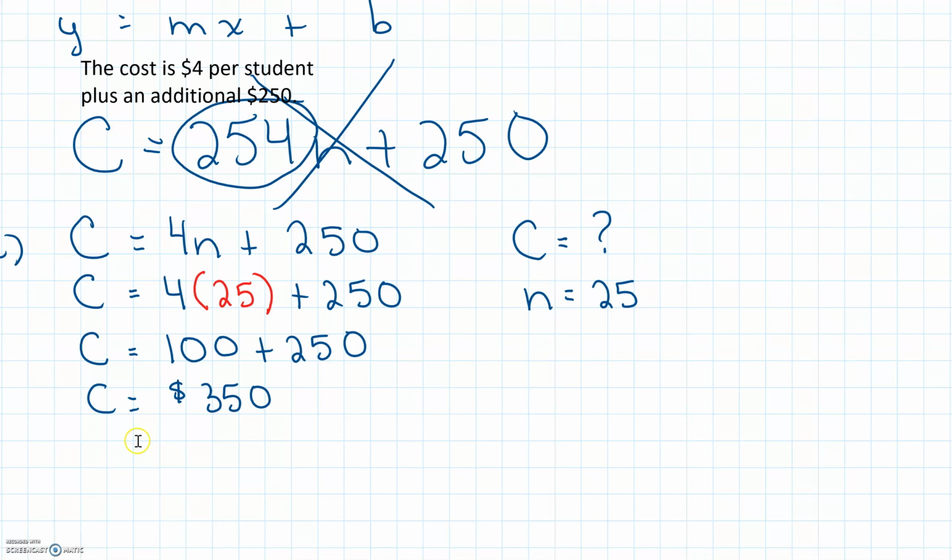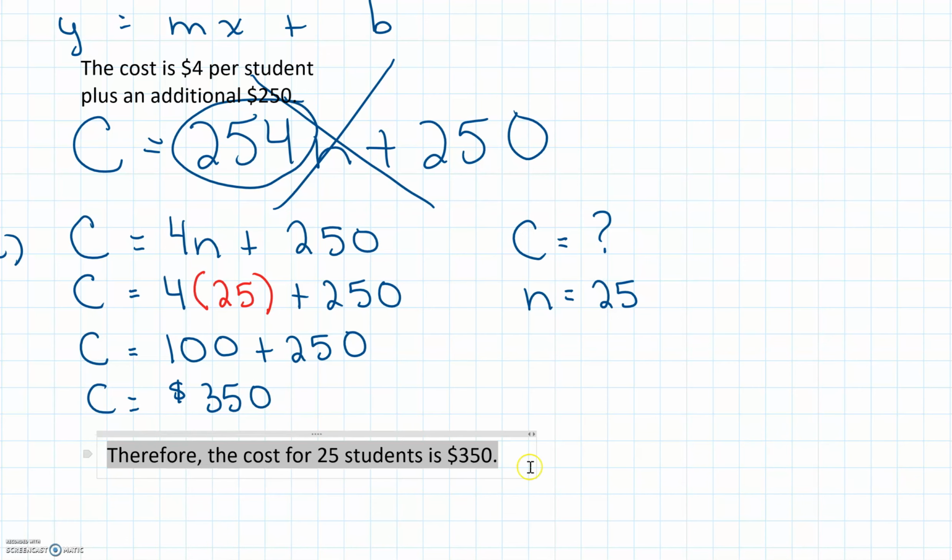Now, because it's a word problem, you have to make sure that you put a therefore statement or a concluding statement. Therefore, the cost for 25 students is $350. So make sure you have all of those things in there in order to get a complete answer and to get a level 4 in your work. So that's it for number 5.